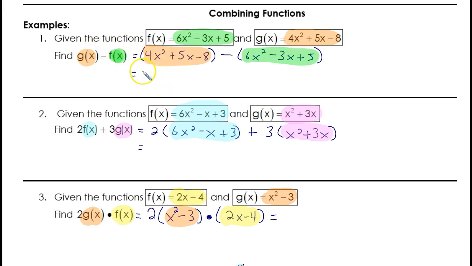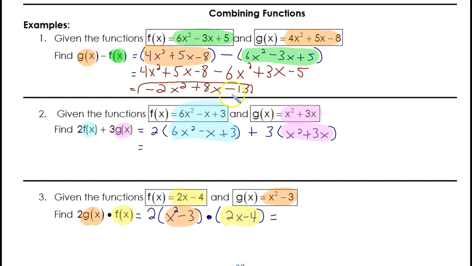And that's pretty much it. So remember from our last video that we have to distribute the negative. So we have 4x squared plus 5x minus 8. This negative is multiplied by everything in the parentheses that follows it, so we get minus 6x squared plus 3x minus 5. And now we're going to put together the like terms. So 4x squared minus 6x squared is negative 2x squared. 5x plus 3x is 8x. Negative 8 minus 5. Same signs, add and keep to get minus 13. So we got our answer in negative 2x squared plus 8x minus 13. So g of x minus f of x is equal to this trinomial right here.